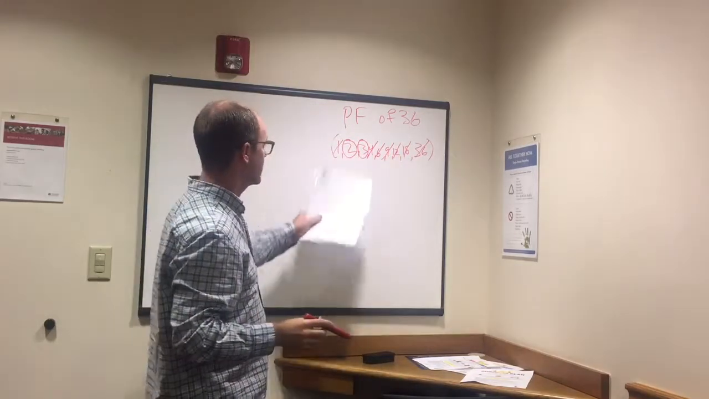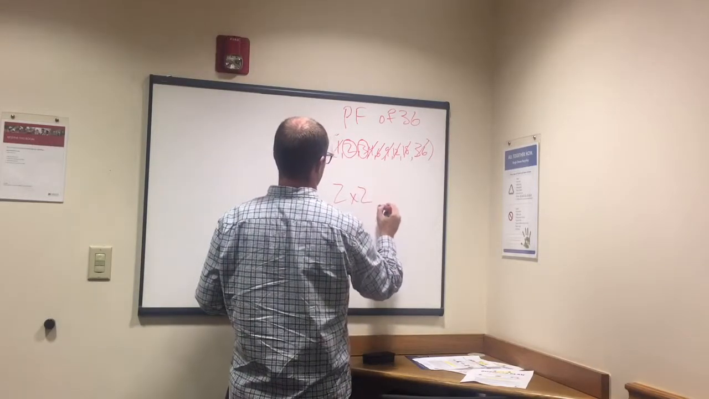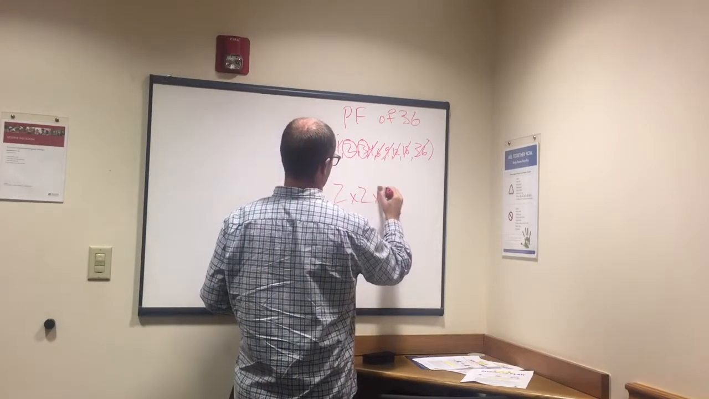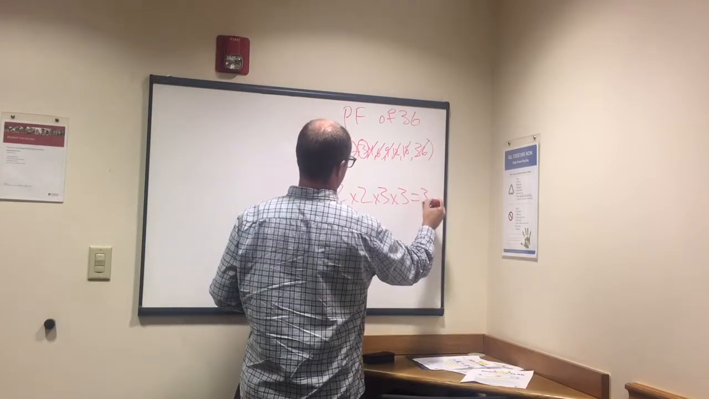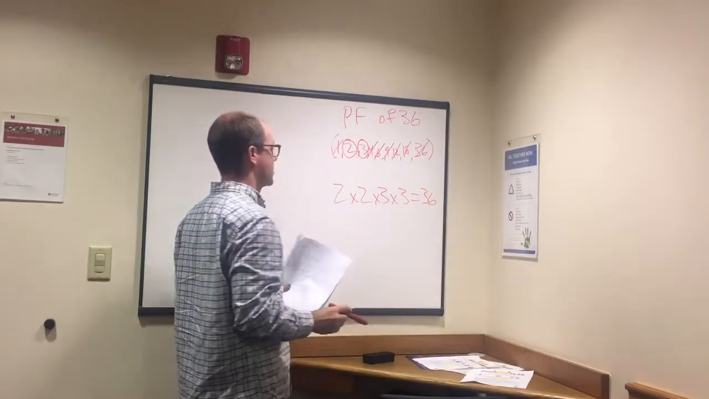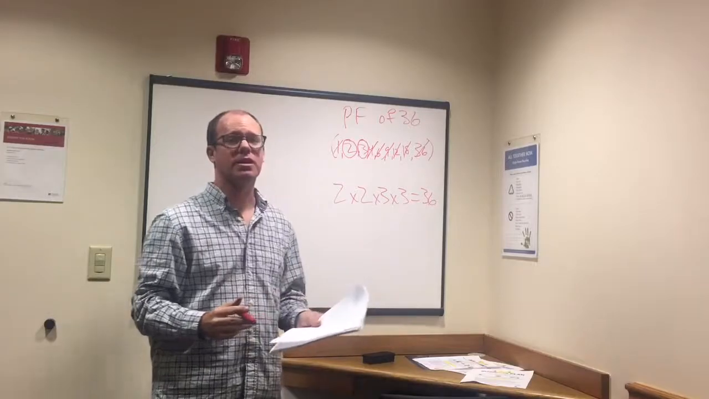Then we pick out these numbers and multiply. So 2 times 2 is 4, times 3 is 12, times 3 is 36. So the prime factorization of 36 is 2 times 2 times 3 times 3.